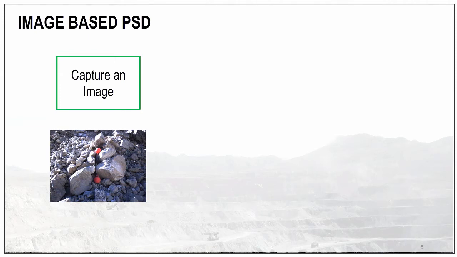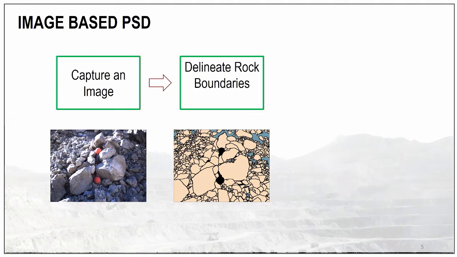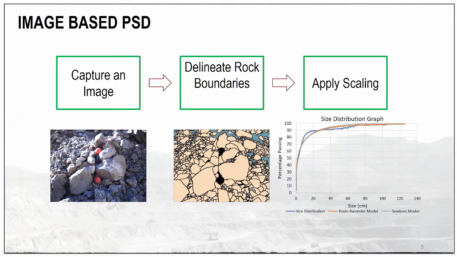Just very quick basics of image-based PSD: you capture an image, and you delineate the rock boundaries. Either you use humans to do that, or you use conventional image processing algorithms, or as of a couple of years ago, we are using AI for that. So that's delineating the rock, and then we apply scaling. Essentially, how do you go from pixels to inches, centimeters, meters, to get to the particle size distribution? It's as simple as this, really, there's no more to that. In this particular image, you can see 2 known objects are used for scaling purposes.